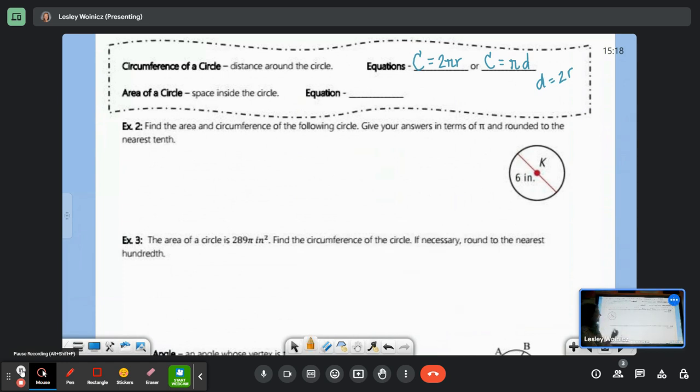All right. The area of the circle is all the two-dimensional space inside the circle. We all know that the area of a circle is pi times what? R squared. That's it. Okay, so for example 2, we have to find both the area and the circumference for this circle. If they're telling us our diameter is 6, what is our radius?